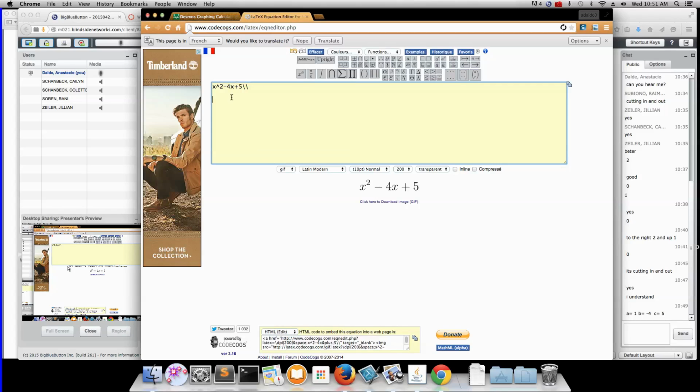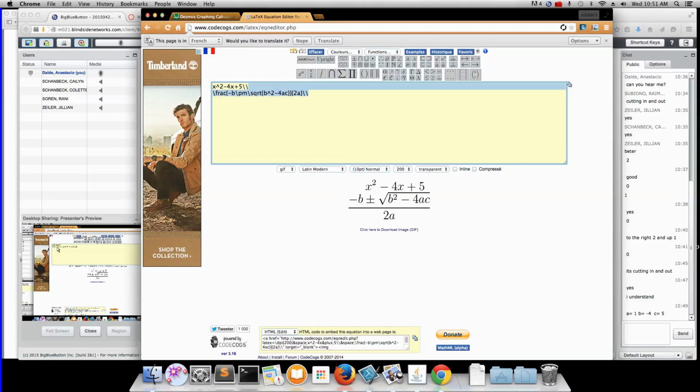Let's go with that. A is 1, B is negative 4, and C is 5. All right, so I'm going to plug this into my quadratic equation. First, I've got to remember what it is. It is negative b plus or minus the square root of b squared minus 4ac all over 2a. So as Jillian pointed out, I'm plugging it into there.